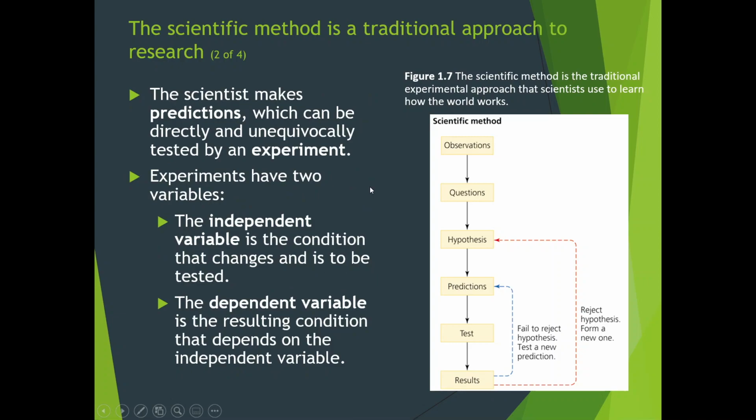Once you get to that firm result, you can do this in a couple of different ways. When you come up with a scientific method, you have what's called independent variables and dependent variables. An independent variable is a condition that changes and is to be tested. So that is on the right side of the equation. X equals y and y equals mx plus b. So y is the independent variable. X, m, and b would be the dependent variable. It is the resulting condition that depends on the independent variable.